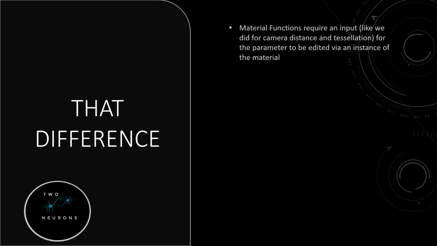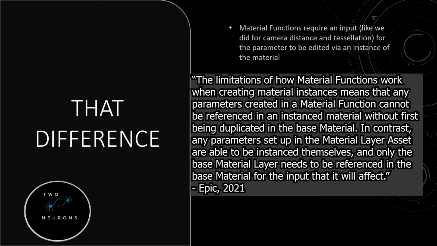Material functions require a parameter to be available outside of the material function for it to be something that we can edit. How do we do that? Well, we create a function input like we did for our camera distance, for our tessellation, and we then create another thing that edits that parameter elsewhere. I'm saying this based on UE4's Epic documentation. This might have been true at one point, but I think I make a comment about it in one video where I go, oh, I have access to this. I'm surprised.